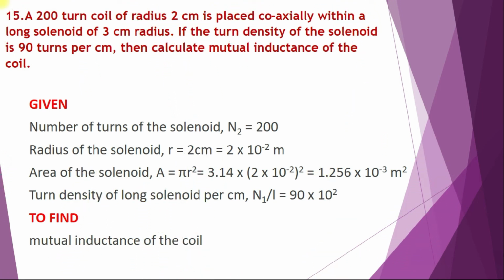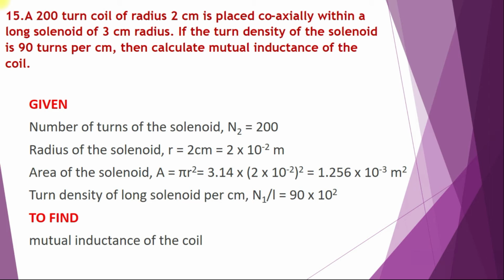Problem. A 200-turn coil of radius 2 cm is placed coaxially with a long solenoid of 3 cm radius. If the turn density of the solenoid is 90 turns per centimeter, then calculate the mutual inductance of the coil. So the given data is: number of turns of the coil N2 is equal to 200, radius R is equal to 2 cm, which is equal to 2 × 10^-2 meter.